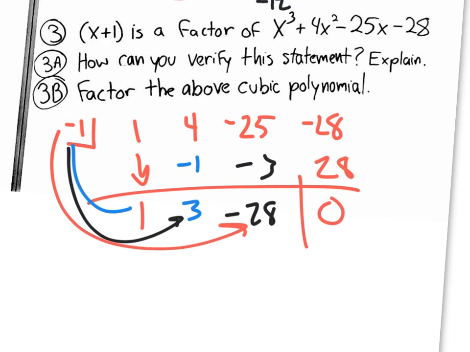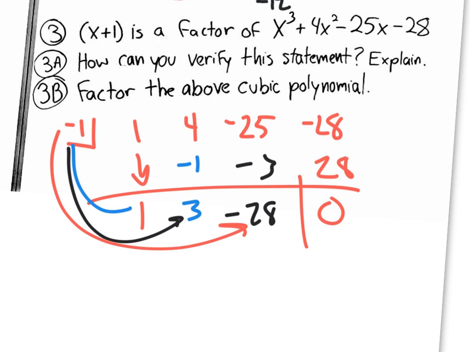So what could we say? That yes, absolutely, this is definitely a factor of this. Explain. Why? Because when I plug in negative 1, I get 0 as a remainder. In other words, when I divide this whole thing by this, I don't get a remainder. It's 0, which means it is divisible. It works out.